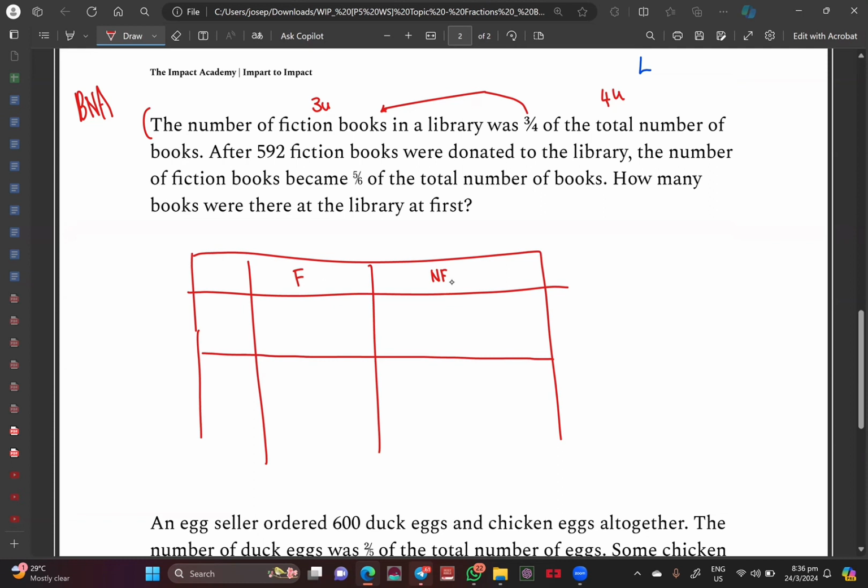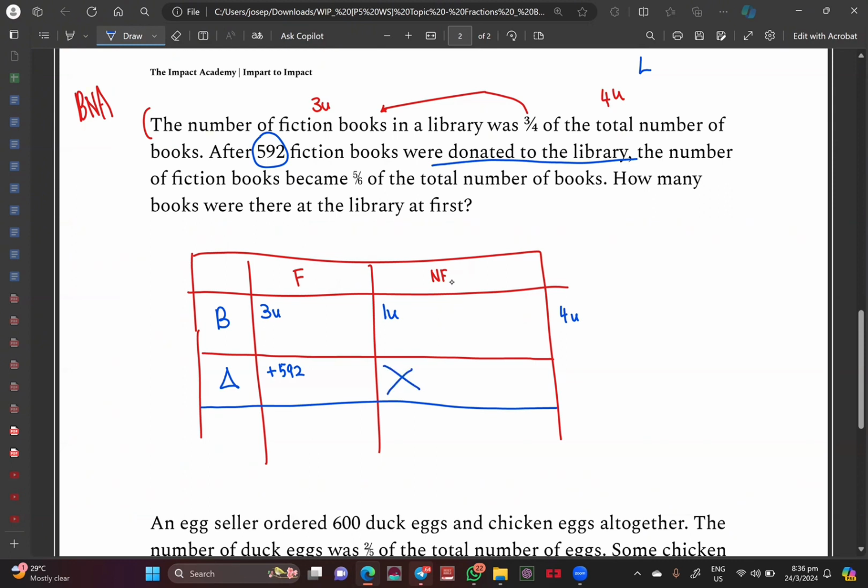Okay, so over here we can say that the total is 4 units. Now for fiction, 3 units. This might be 4. Therefore, non-fiction has to be 1 unit. Okay, so what I do, I added or donated to the library. Donated to the library basically means that I'm going to add 592. So this is the change part. This is where I'm adding 592.